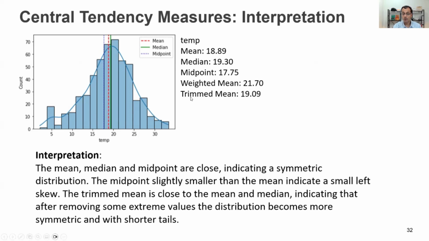This means that the left skew is very slight. And finally, when I remove the extreme points from the calculation of the mean, I have a trimmed mean that's very similar to the mean and the median. This is an indication that we have outliers as well in this variable.